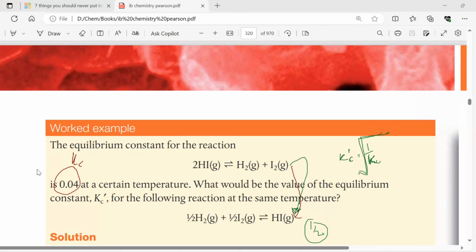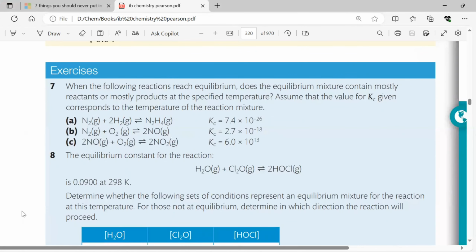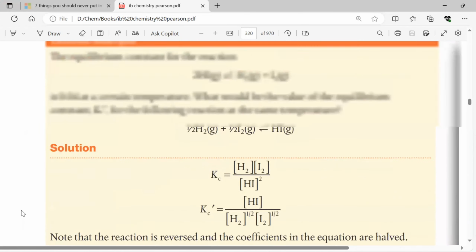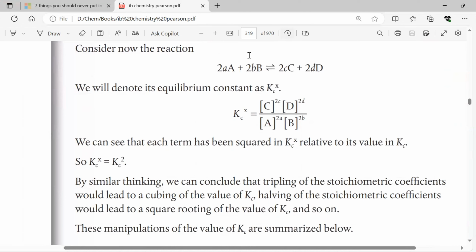Fine. So whenever it's halved, you square root the thing. Yeah, square root. If it is double, the new Kc will be Kc to the power of 2. If it is tripled, the new Kc will be Kc to the power of 3. Is it clear? Fine.